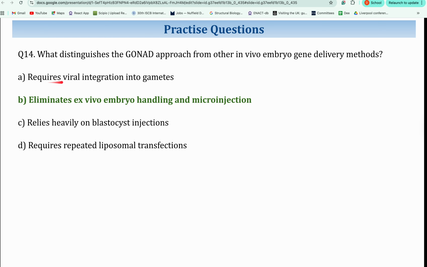Option A was requires viral integration into the genome. This is incorrect because GONAD does not use viral vectors; it uses direct CRISPR-Cas9 and nucleic acid delivery. Option C, relies heavily on blastocyst injection. This is also incorrect because that is the embryonic stem cell or blastocyst injection method, not GONAD. Option D, requires repeated liposomal transfection. This is also incorrect because GONAD uses in situ electroporation and not liposomal transfection. So the right answer is option B, eliminates ex vivo embryo handling and microinjection.